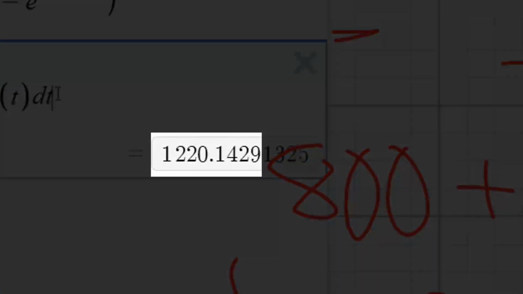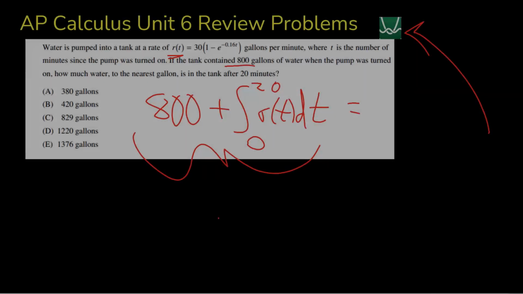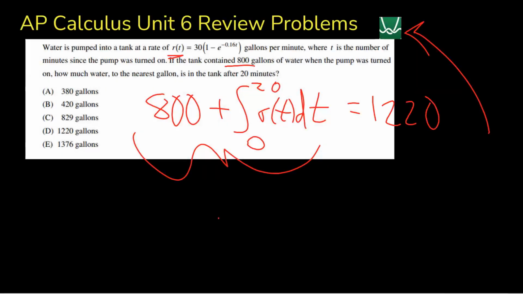To the nearest unit would be 1220. So we know this is equal to 1220, which is choice D. One important note is if we had forgotten this 800, you would have gotten 420 as the answer. So just, again, be careful with these problems.